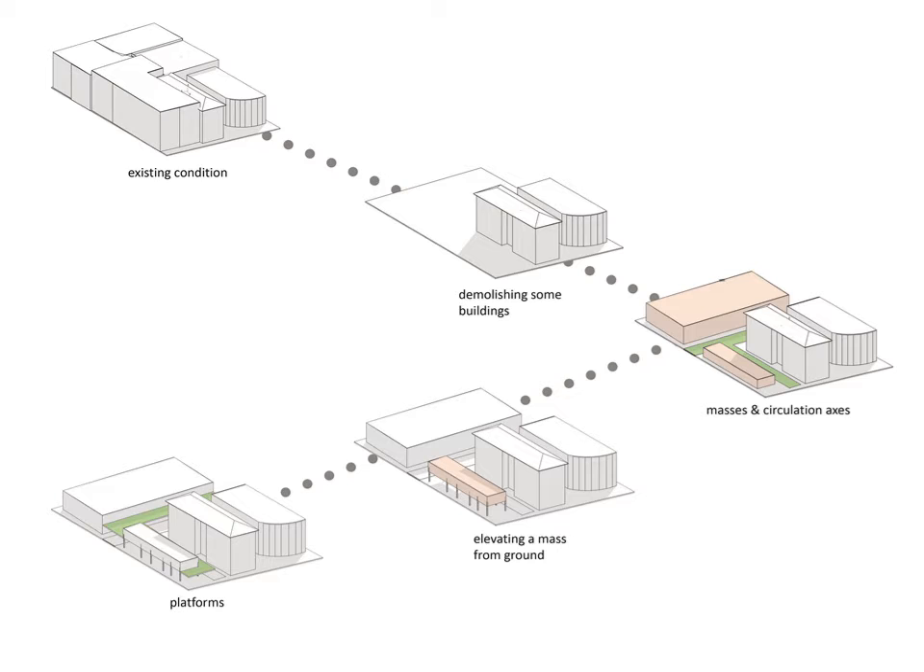And also, I decided on these two dominant circulation axes for passengers. And then I decided to elevate this mass from the ground to increase the ground usage of the site area. And after that, the platforms were shaped according to the sizes of the masses.